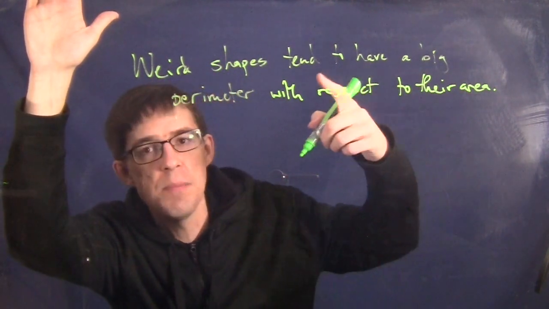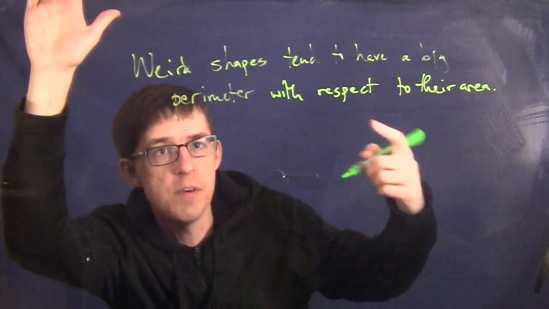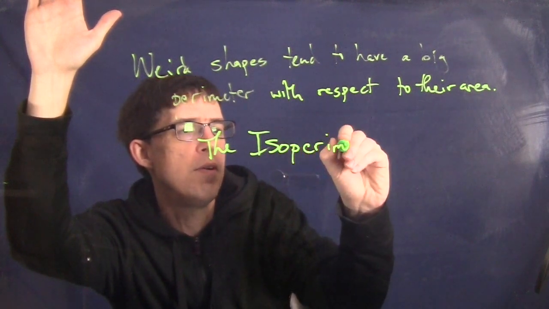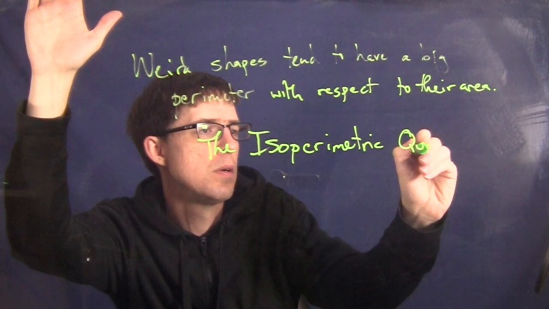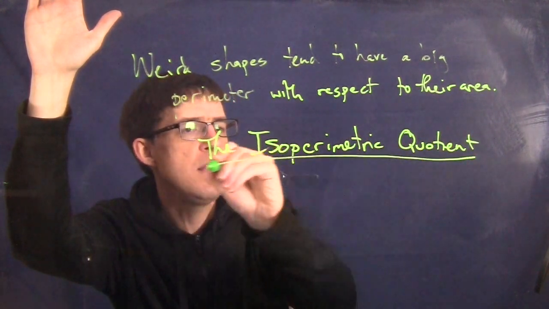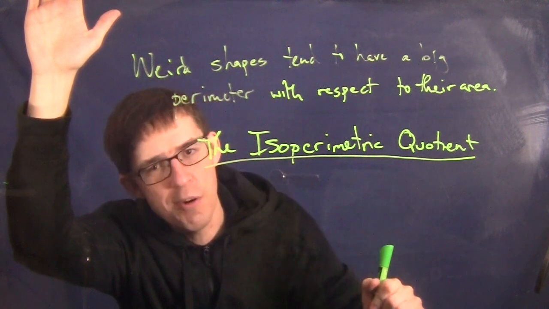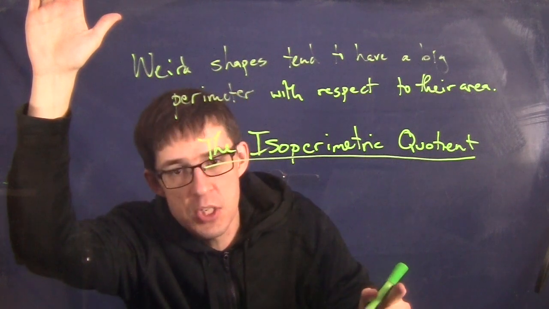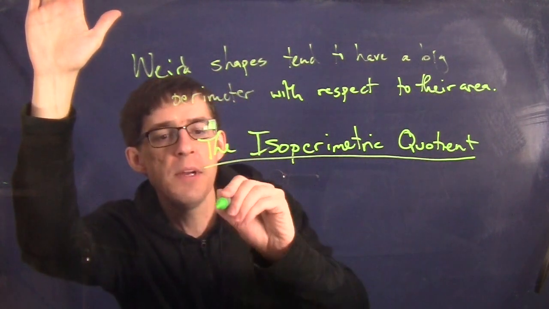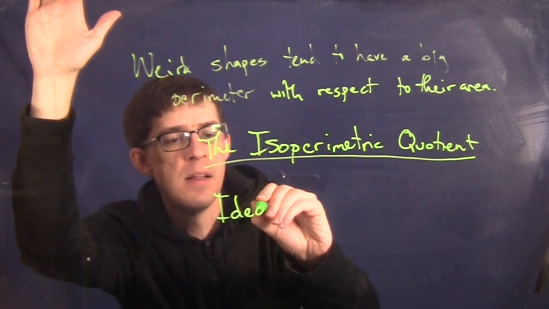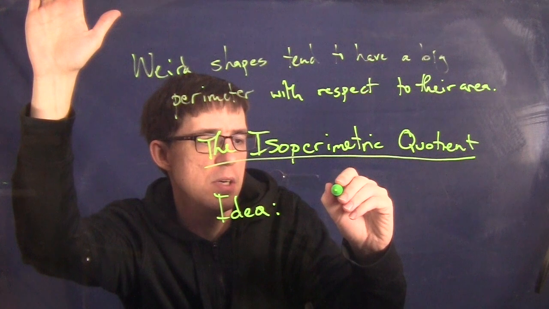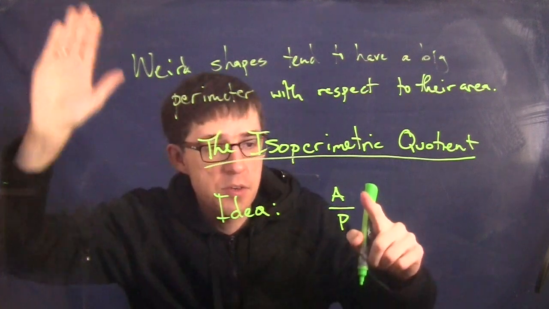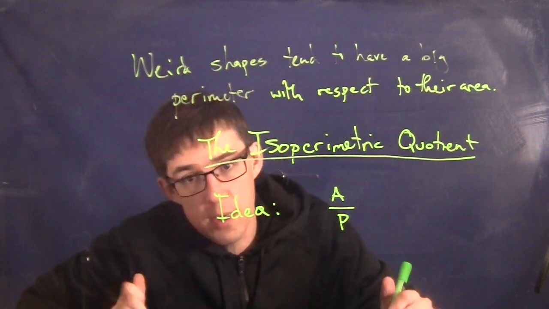So the name for this thing that is going to measure wiggliness in terms of perimeters versus areas is, here's the big word, Isoperimetric Quotient. And you can see the word perimeter in there. It is defined as a fraction, which is the relationship between the perimeter and the area. So I'm going to say the idea is to make this fraction area divided by perimeter.